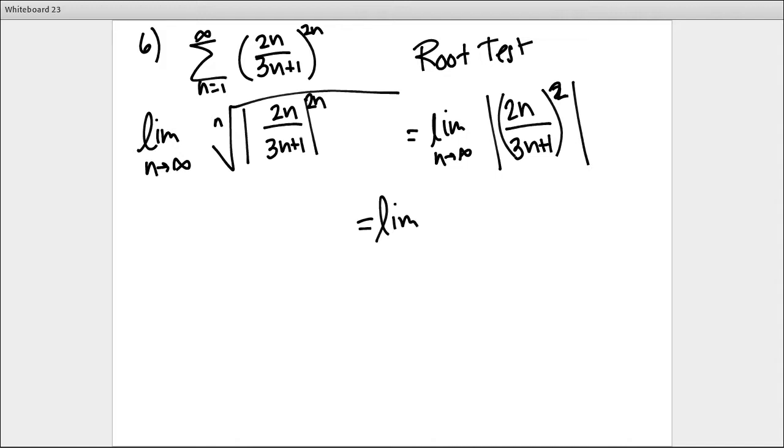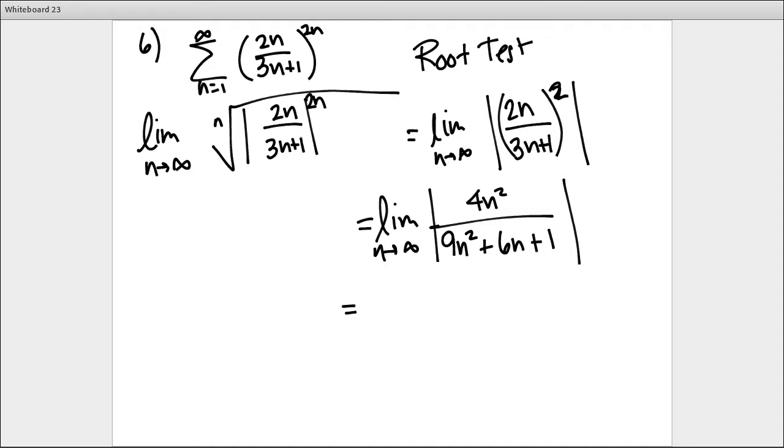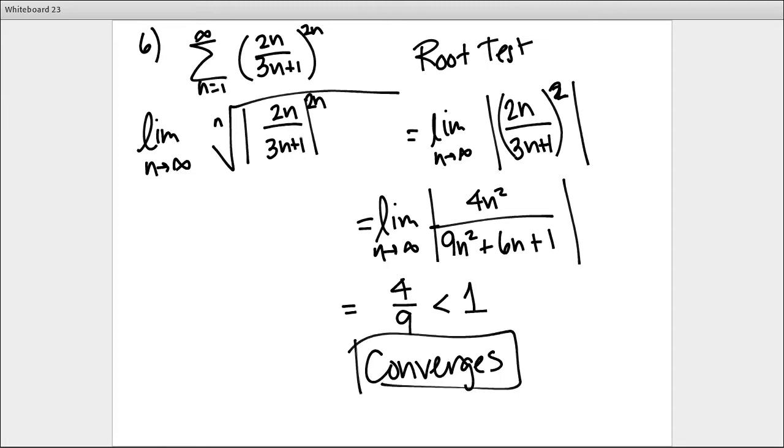How about I show you by expanding it? I know this is a pain, but I just want to make sure you know where it's coming from. This would have been a 4n squared if you squared it. This would have been a 9n squared plus 6n plus 1. All right, is that better? So now you've got n squared on top, n squared on the bottom. So what are you left with? A 4 over 9. That is smaller than 1, and so this guy does converge by the root test.